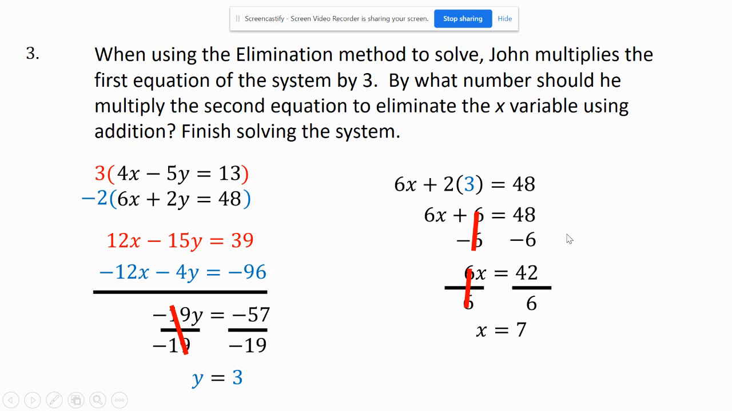Now here you've got to be careful. Is your answer (3, 7) or (7, 3)? You always write it in alphabetical order, so the answer is (7, 3). Now that was solving by elimination.